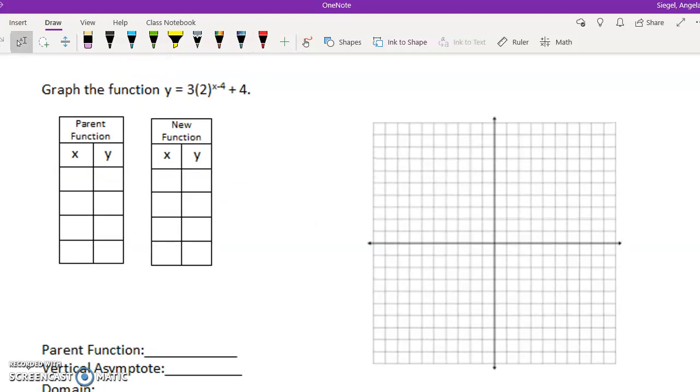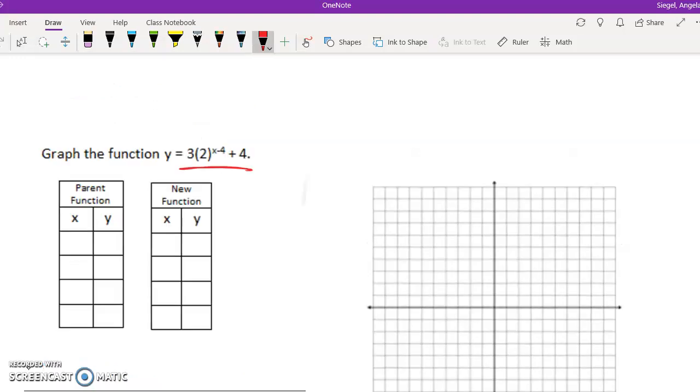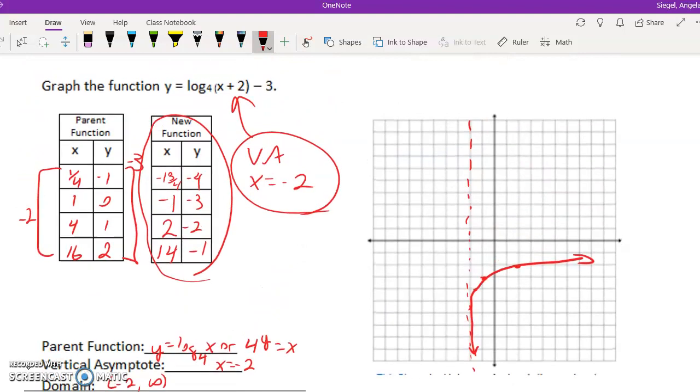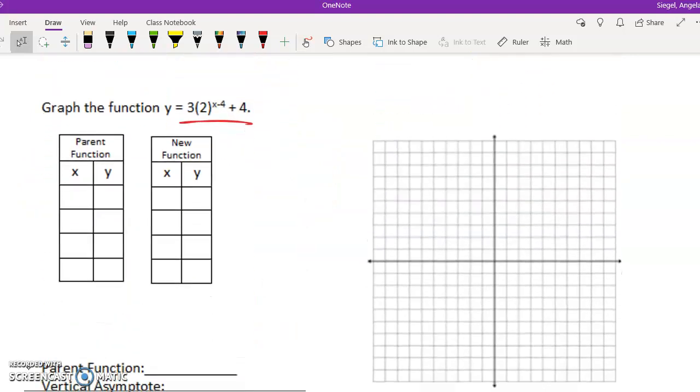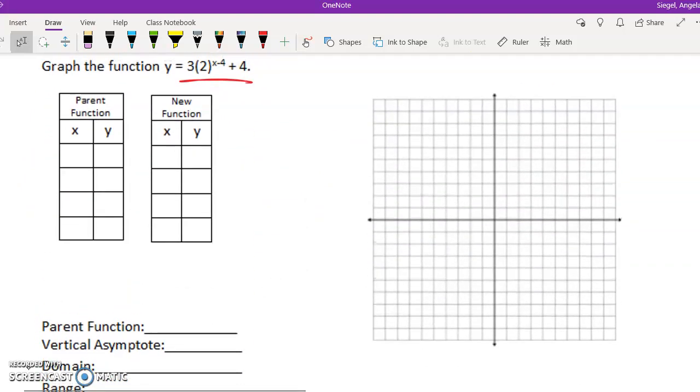Okay, so if you'll recall, we've really talked about how this exponential function is going to be completely different from this logarithmic function. So it's going to kind of hurt your head a little bit because it's going to be completely the opposite. So let's go back to last week, what we learned.